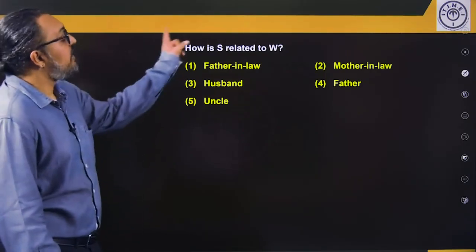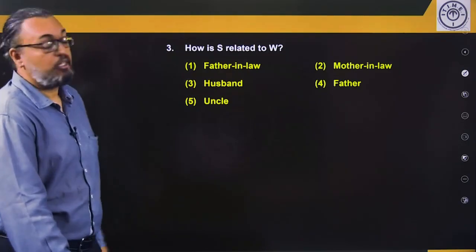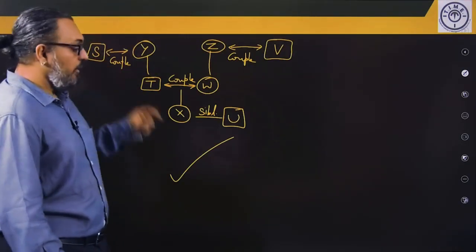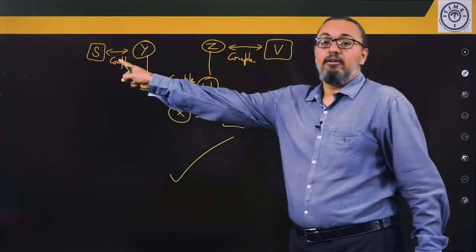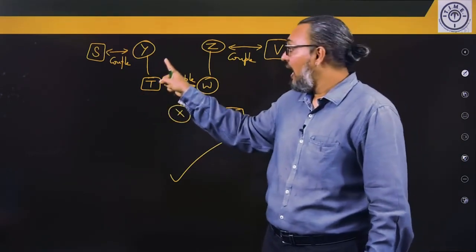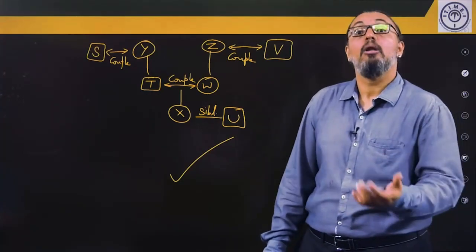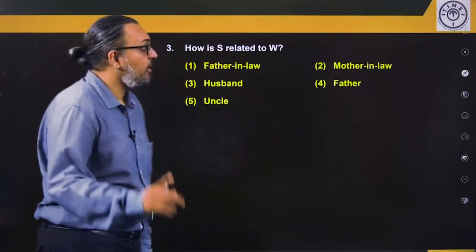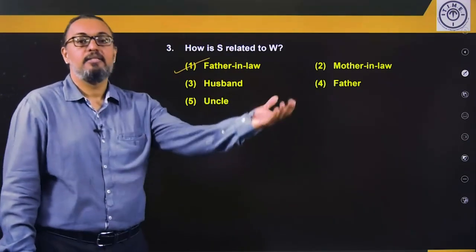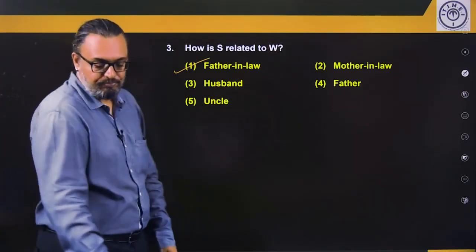Then how is S related? So from where I have to check? From W I have to check. How is S related? Okay, let us see. So he's asking, how is S related? From where I have to check? From W. So W has a husband and that husband has a father. So spouse's father we call father-in-law. So that is our answer for this. Father-in-law. Because the father is related through a marriage. That is why it is a father-in-law.